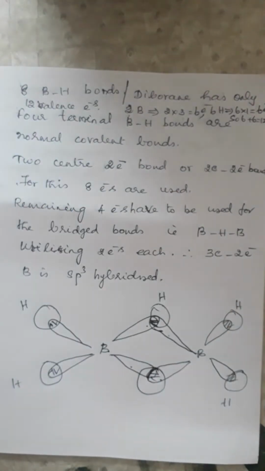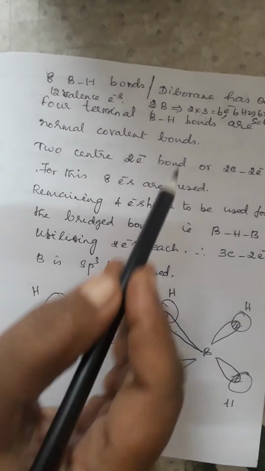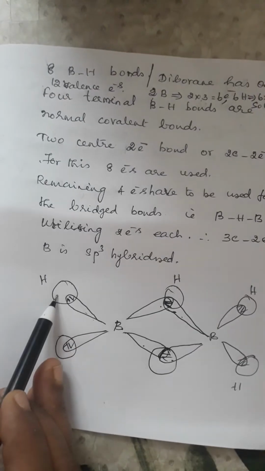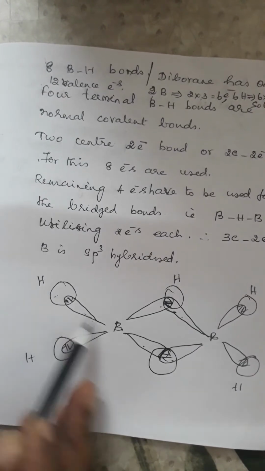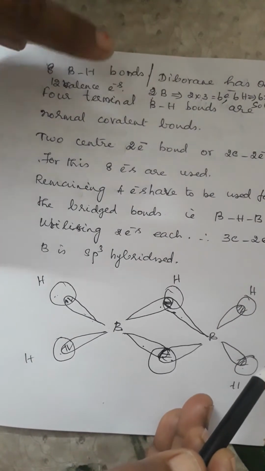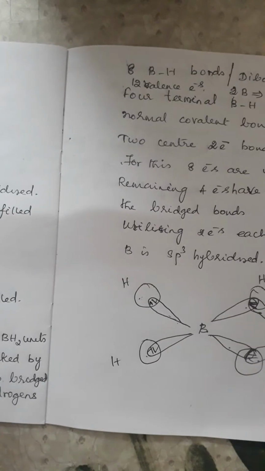Here you see 2 borons, therefore 2 into 3 single electrons, 6 electrons. And 6 hydrogen atoms, only 1 electron each, therefore 6 into 1, 6 electrons. Here there are 4 terminal BH bonds, 1, 2, 3, 4. Therefore, there are 4 terminal BH bonds and they are normal covalent bonds. This is a covalent bond, this is also a covalent bond, this is also a covalent bond.